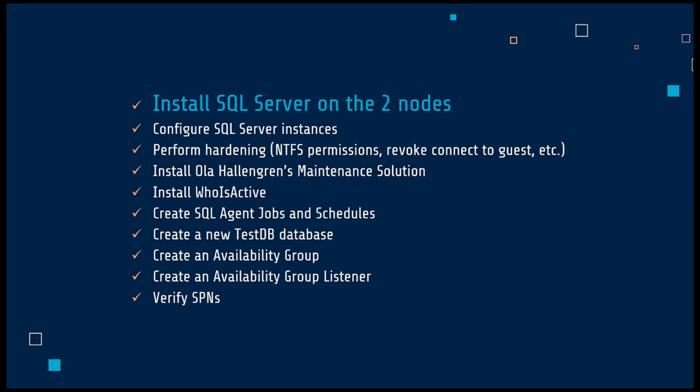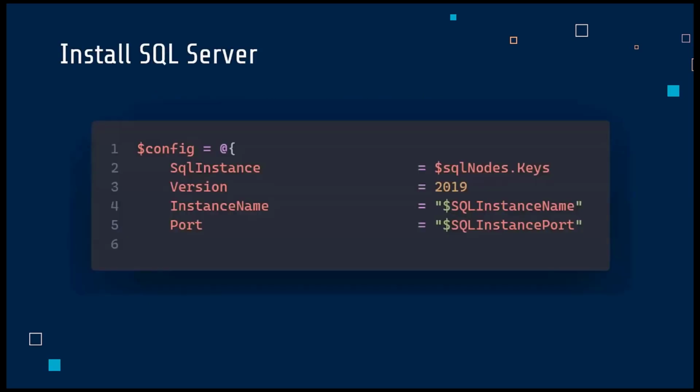So we'll begin with the installation of the two nodes. I'm going to specify the configuration for my SQL installation. So I'm going to tell it stuff like which version, 2019 in this case. The instance name, like I mentioned, I chose to install a named instance. The TCP port, I'm also using a non-default port instead of 1433, so it's 10,001. Those are variables coming from the first script that I showed you.